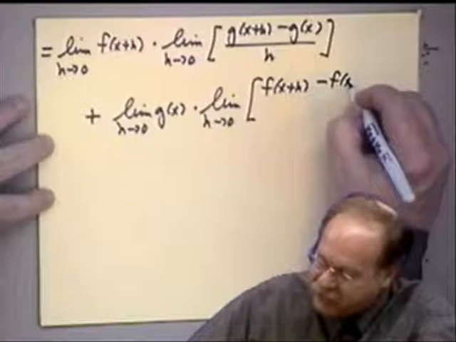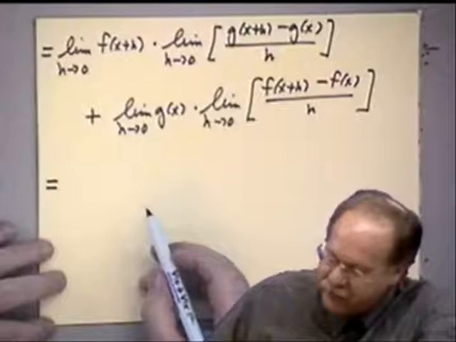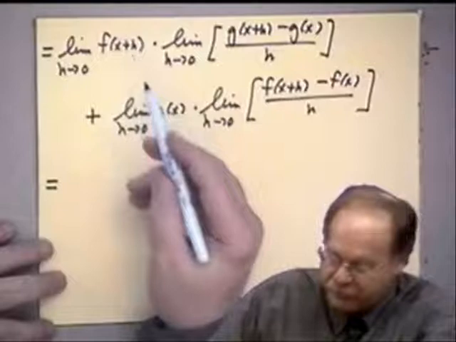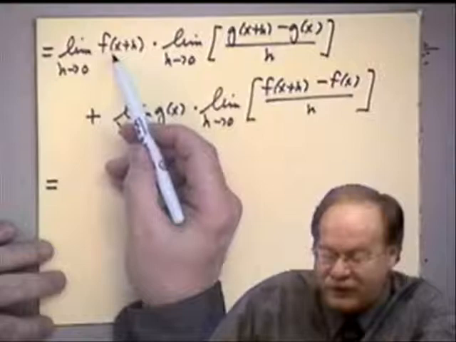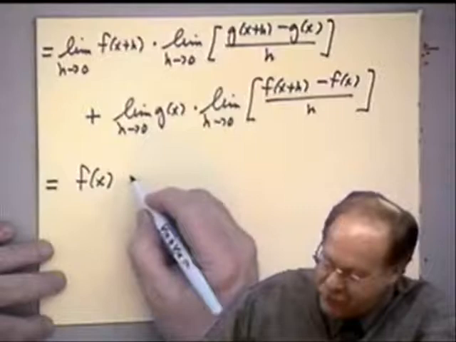Now, what happens here? As h goes to 0, this first expression just becomes f of x. And the reason that actually happens is because f of x has a derivative, therefore f of x is continuous, and this actually is the definition of being continuous at x. So you can imagine that the h goes to 0 and I'm left with f of x times, what is this expression? Well, you should recognize this.